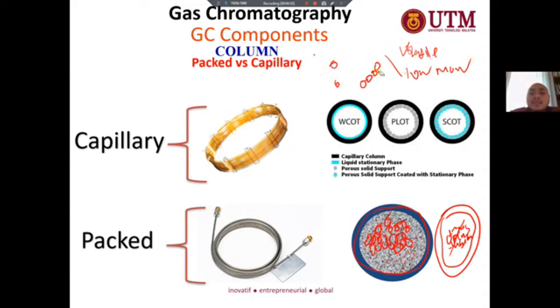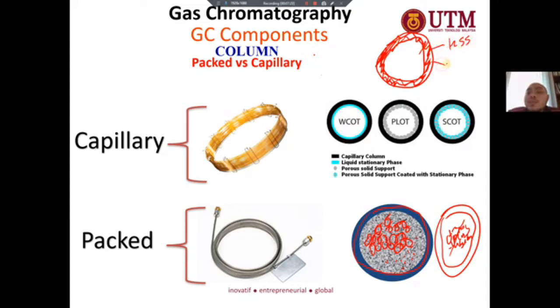So after that, they invented the wall coated open tubular column. In the wall coated open tubular column, there is no solid involved, so it's only the wall and also the liquid stationary phase. So when they invented it, more interaction could occur with the analytes that are less volatile and also high molecular weight. So that is where the wall coated open tubular column was invented.